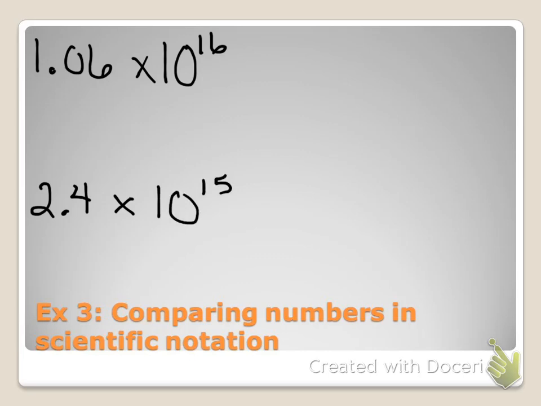Well, you can't just automatically say, well, 2.4 is bigger than 1.06, so that one's bigger. We can't say that because the exponents are different. Now, if the exponents were the same, then yes, you could compare them that way. All right, so here's how we would solve.